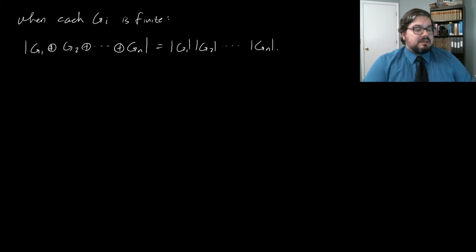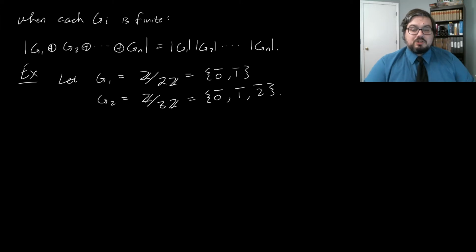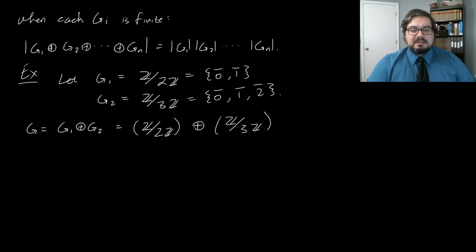And now we can see an example. Let's let G1 equal the cyclic group Z mod 2Z, which, remember, has elements 0 bar and 1 bar. And let's let G2 be the group Z mod 3Z with elements 0 bar, 1 bar, and 2 bar. And now let's let G be the direct product of G1 and G2, which is Z mod 2Z plus Z mod 3Z.